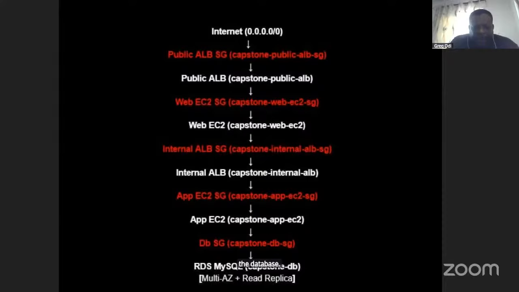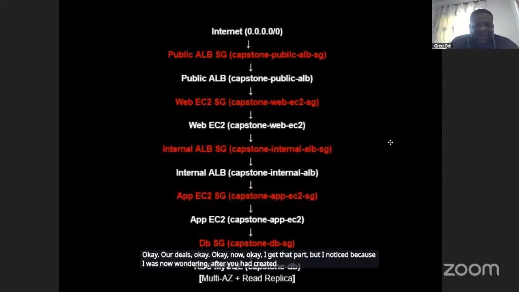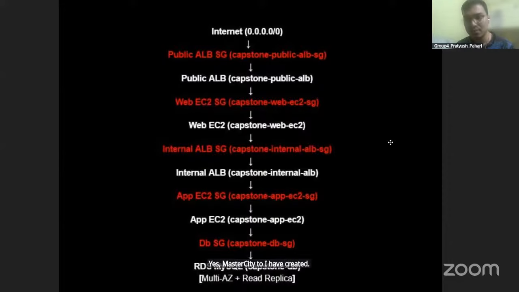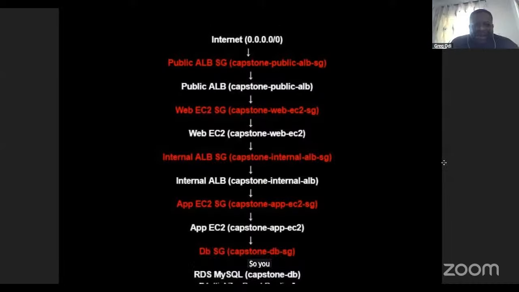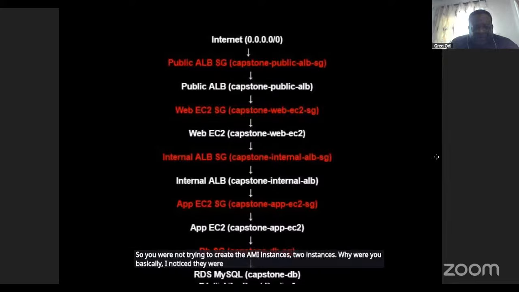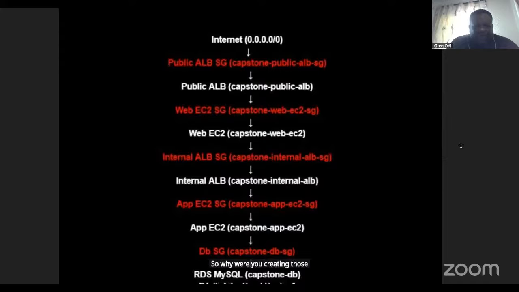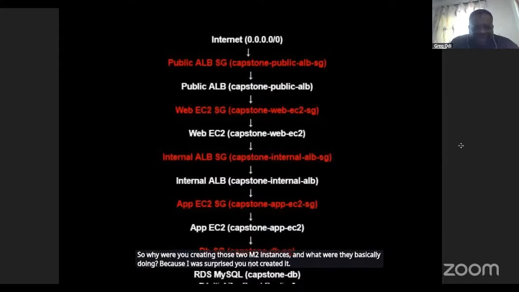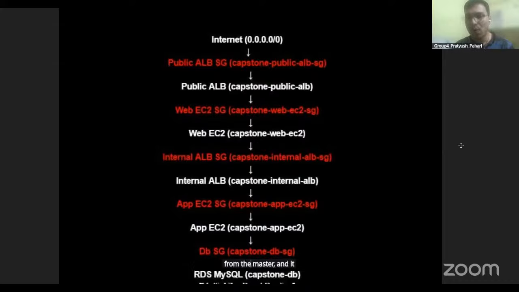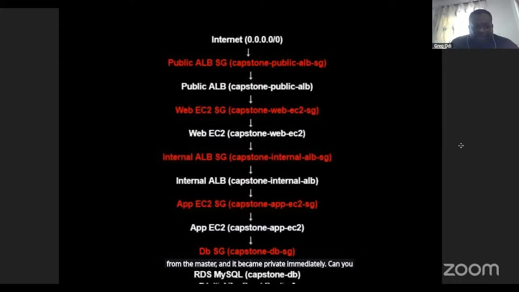Okay, I get that part, but I noticed, after you created the master EC2 and all that, you were trying to create the AMI instances, 2 instances. And I noticed they were private. Why were you creating those 2 instances, and what were they doing? Because I was surprised you created it from the master and it became private immediately. Can you explain that part?